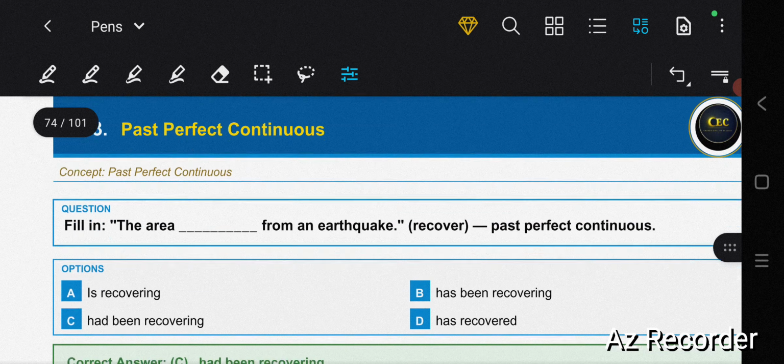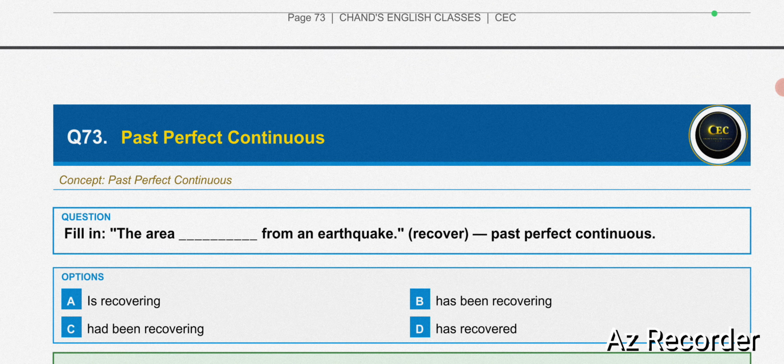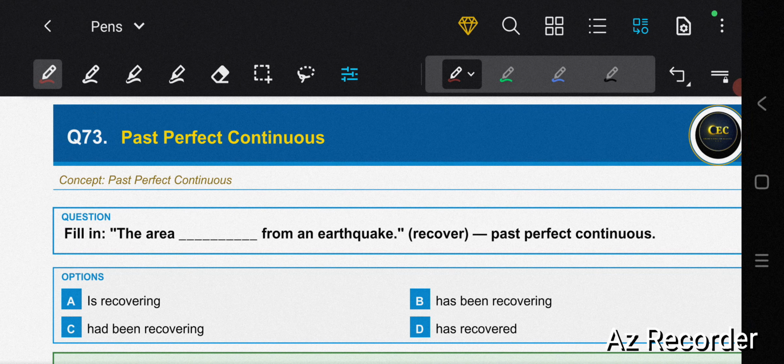Now the next question, 73. Past perfect continuous. The area dash from an earthquake. Past perfect continuous. Each, it's not about past at all, so this one is the incorrect one. Has been, that is about present. Has recovered. Past perfect continuous, it is not in the continuous formation. This one is also incorrect. Had been recovering, this is the correct option for the question. Past perfect continuous.